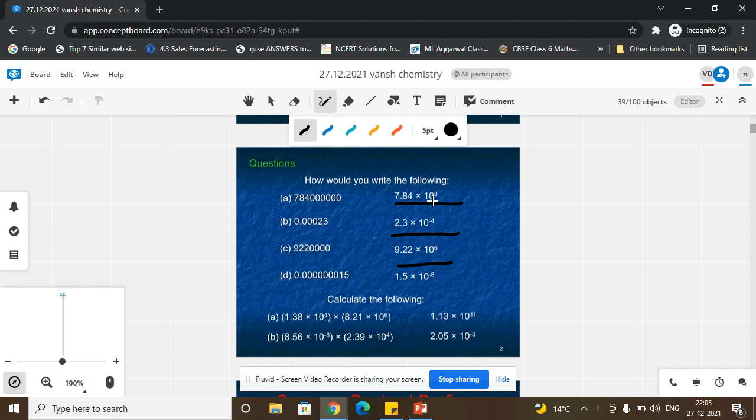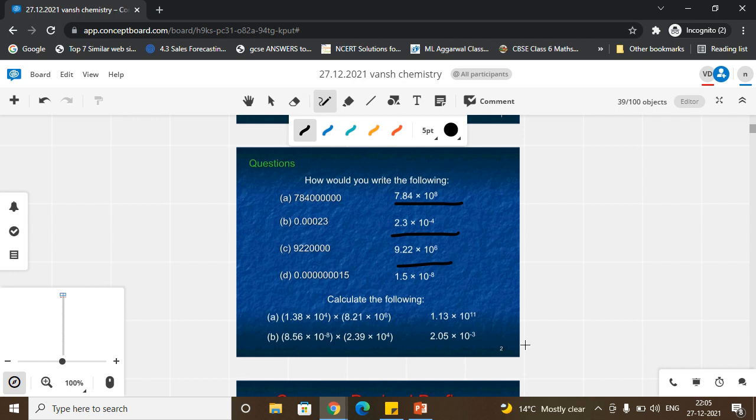Now the first digit, which is before the decimal, should be between 1 and 9. It cannot be 0.84. Then you have to change it into 8.4 and then multiply by 10 raised to the power of 10. Okay, 10 to the power of 1, or simply times 10. Now, this is how we convert and simplify decimal numbers.